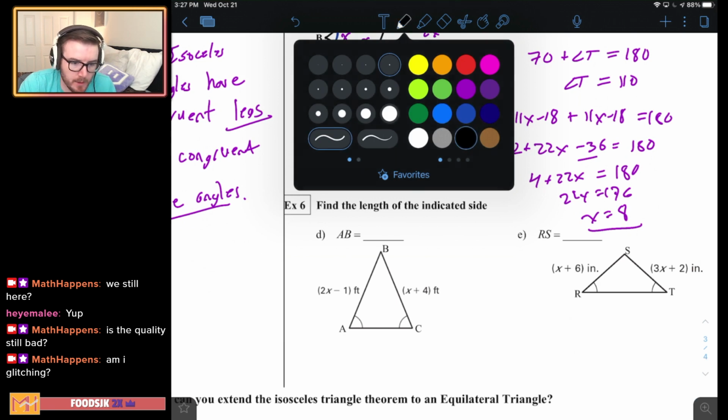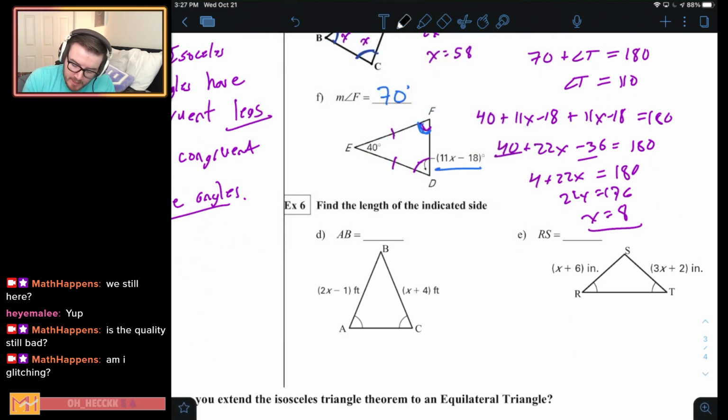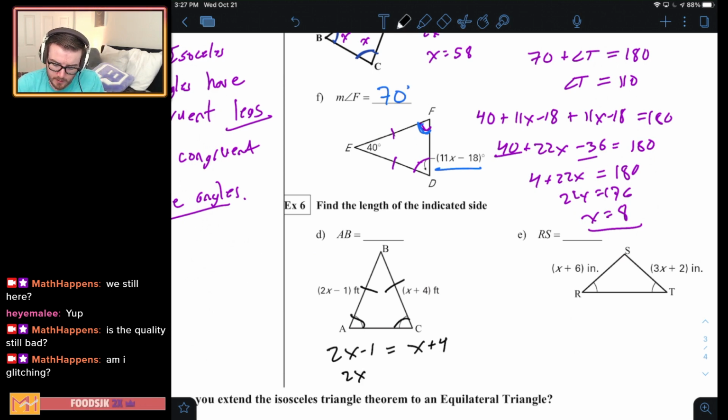All right, two more quick ones. If the angles are the same, then of course the legs are the same. So set those legs equal to each other. Subtract the x, so you get x, and add the 1, you get 5. I'd encourage you to plug it in just to double check that. So 2 times 5 is 10, minus 1 is 9, and 5 plus 4 is 9. Yay! They're equal to each other.